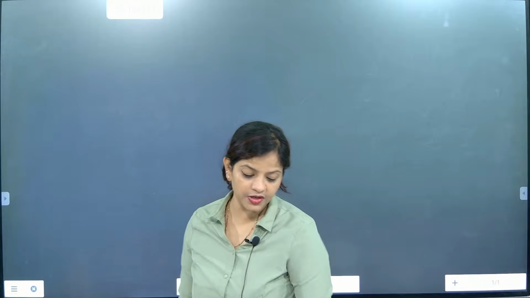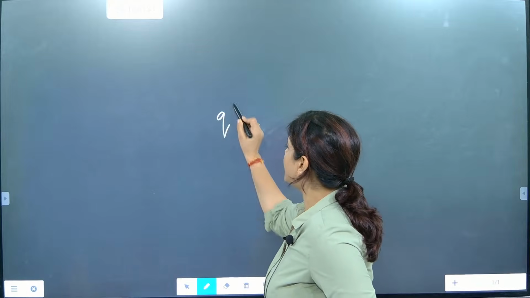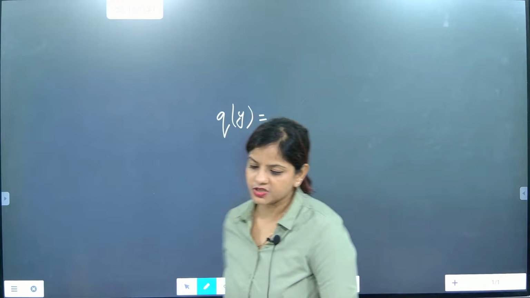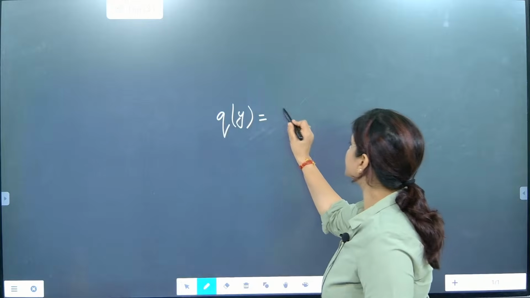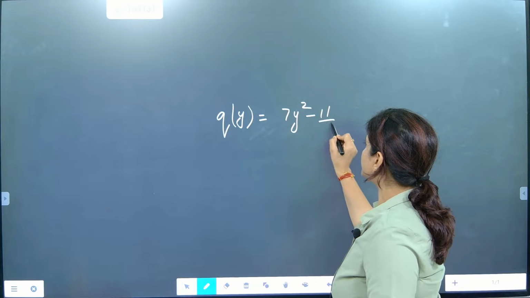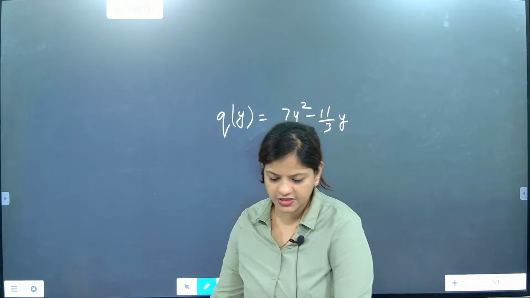Just remember this one. So they have given Q(y) equal to, come on, write this one. Q(y) is equal to 7y square minus 11 by 3 y minus 2 by 3.